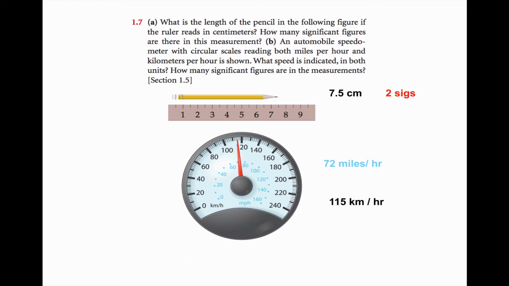And what am I doing here? Oh, I guess you're right. It's not 112.5, right? It's in between. So you're halfway in between 110 and 120. So it's 115 kilometers per hour. So 2 sig figs in my estimation as to how fast we're going in miles per hour. 3 sig figs in my estimation as to how fast we're going in kilometers per hour.